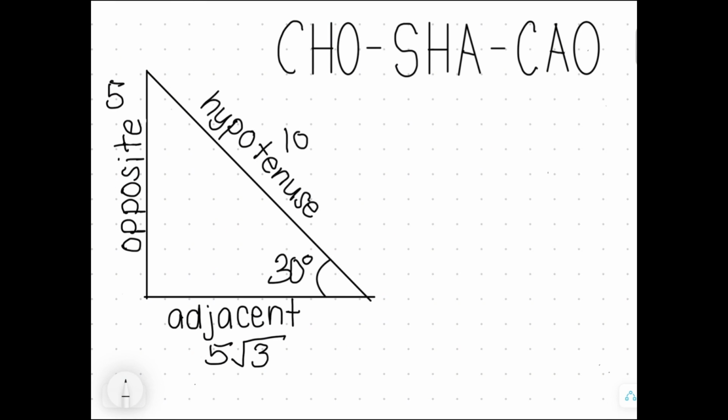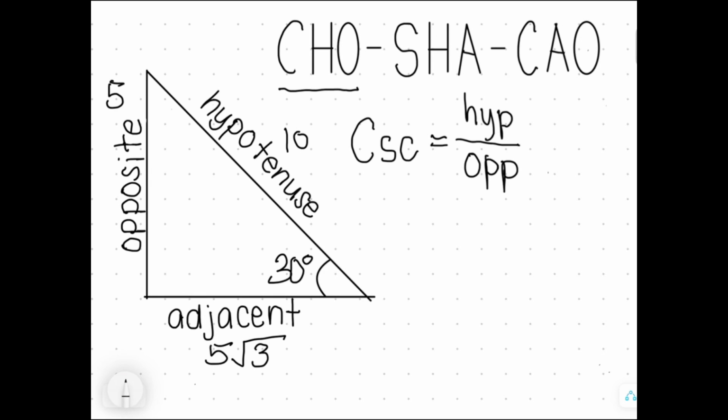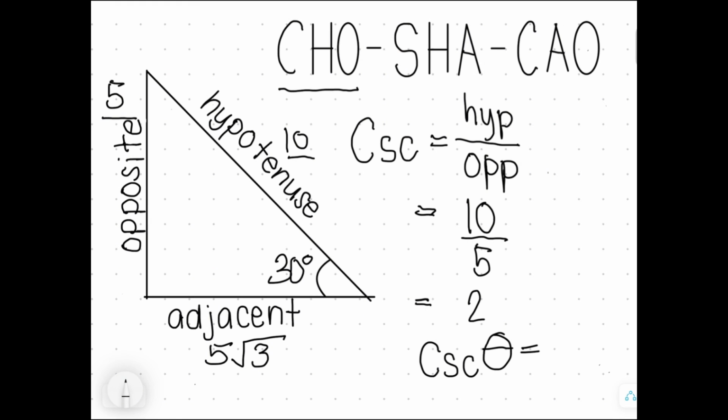Suppose we have a right triangle with an angle of theta. Looking at our triangle, the hypotenuse is labeled 10, the opposite side is 5, and the adjacent side is 5 square root of 3. In this example, we are solving for the cosecant of theta. Remember the mnemonic CHOSHAKAO, where C stands for cosecant, H for hypotenuse, and O for opposite. Cosecant is the ratio of the hypotenuse over the opposite. Substituting the values, we have 10 divided by 5, which equals 2. Therefore, the cosecant of theta is equal to 2.